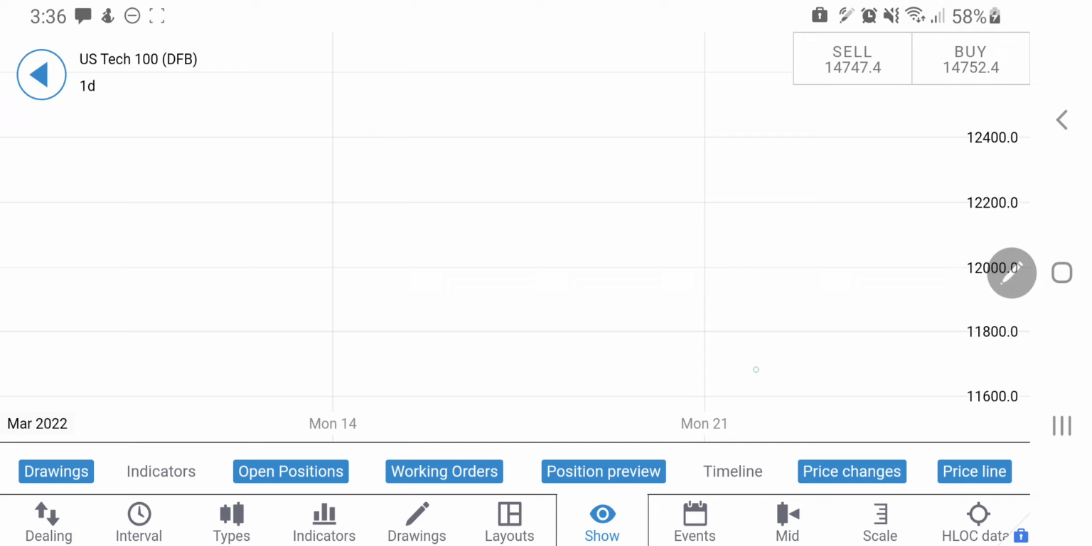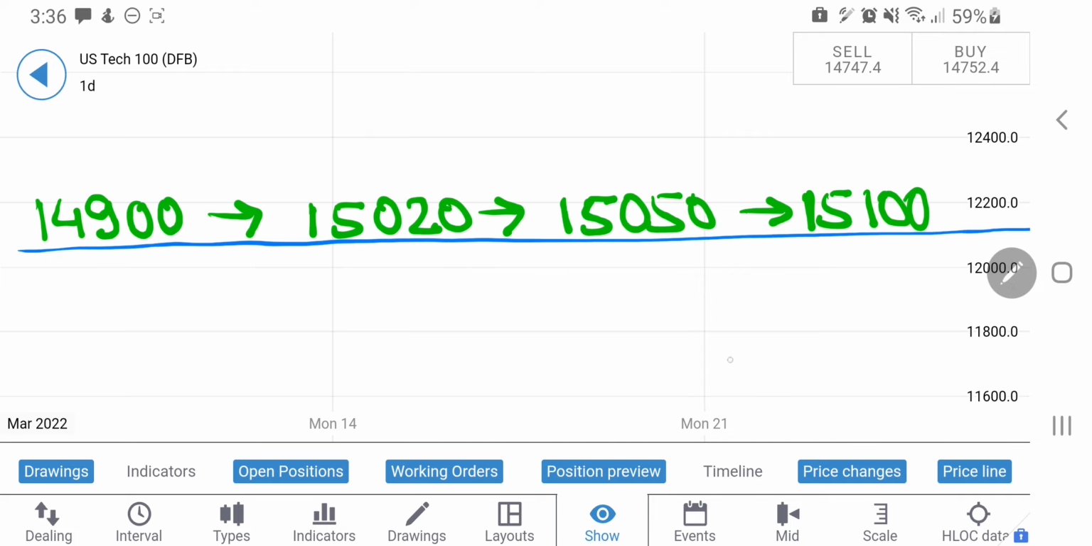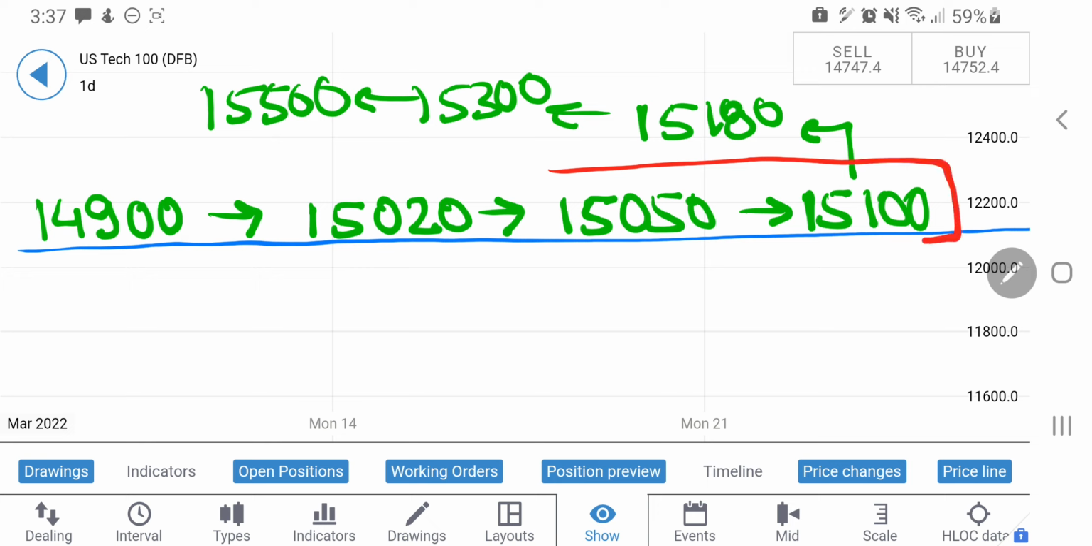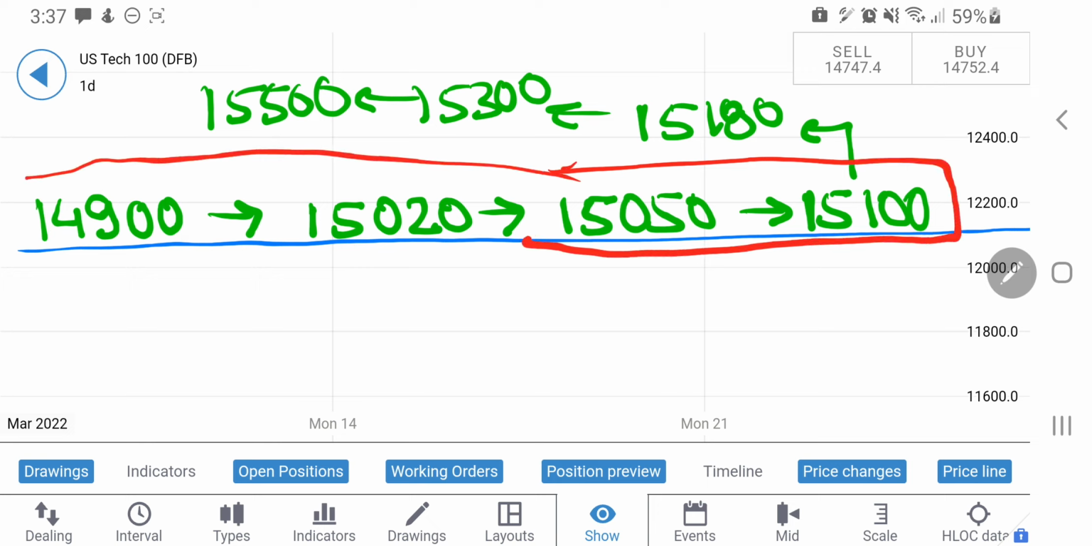But yes, if it breaks 15100 zone, then directly my target is 15180, 15300, and then it will try to hit 15500 also. But probably it has to sustain above this zone. I will not be considering myself bullish unless it is crossing 15100 strongly, else it can reverse from any point of time from any of these levels.